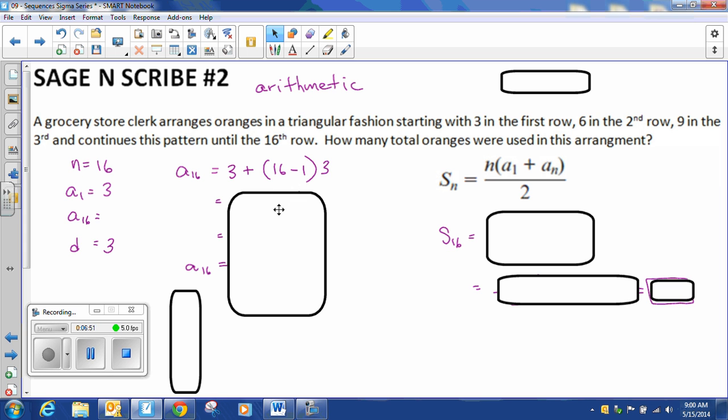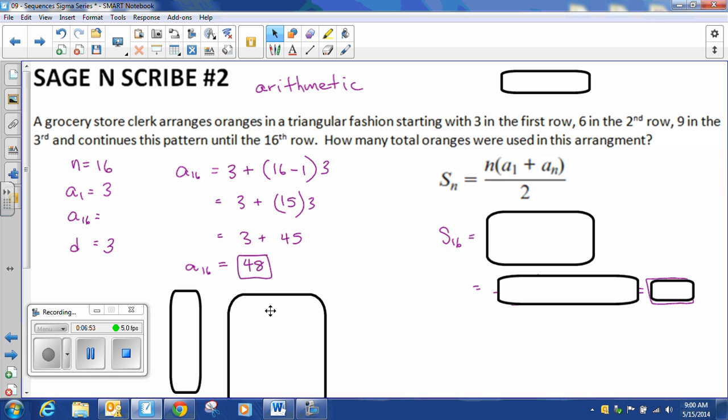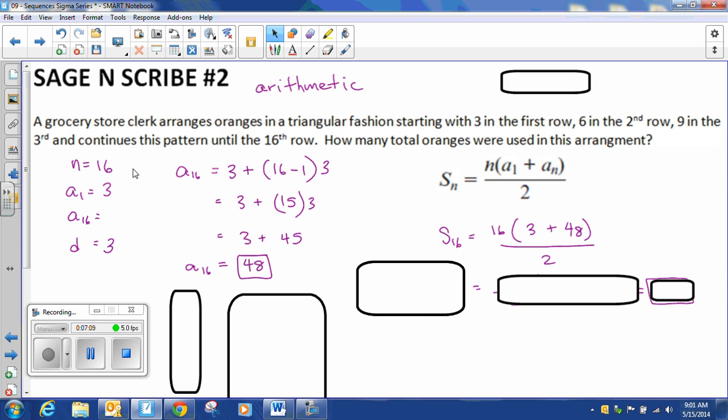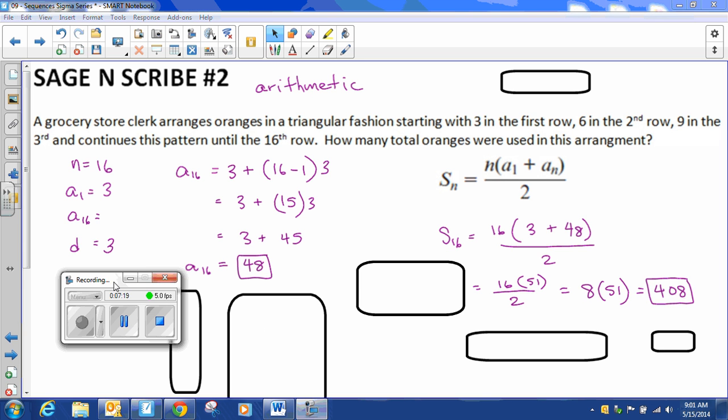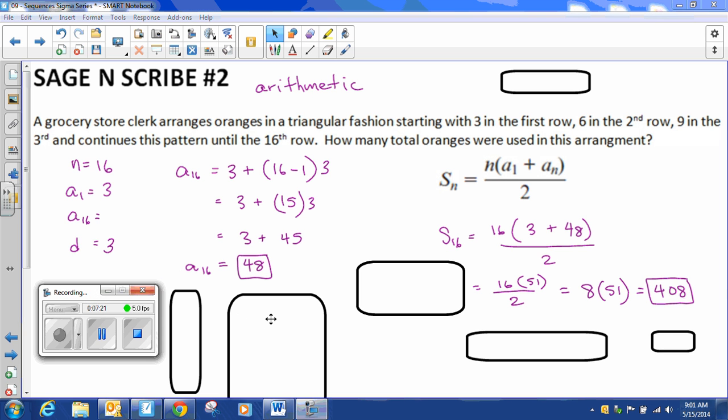So we're going to use this original formula that we memorized, plug in our values, and the 16th row of oranges has 48 oranges in it. So therefore a sub 1 is 3, and a sub n, or a sub 16, is 48. n is 16. We plug these in and do the math. Final answer, 408 oranges. Ladies and gentlemen, there's your lesson, series, arithmetic, geometric.